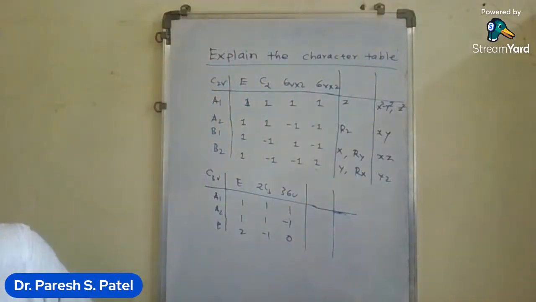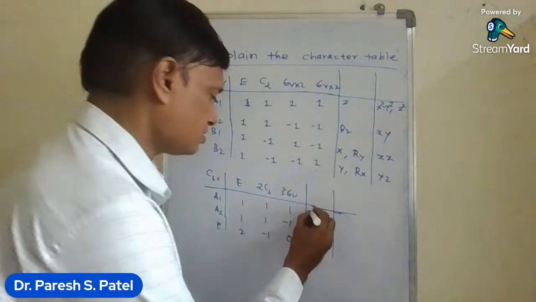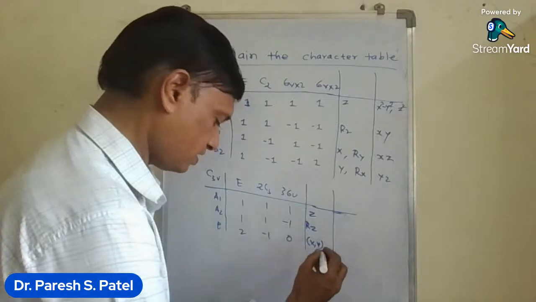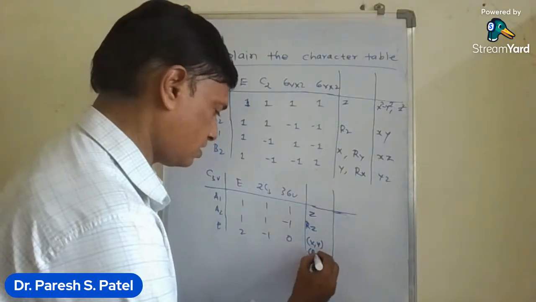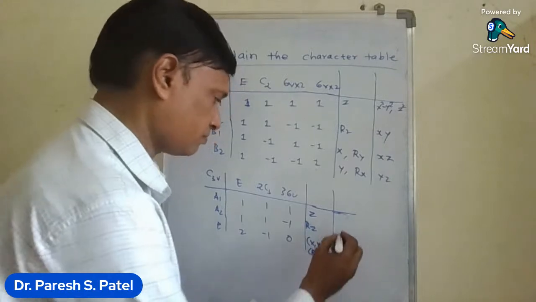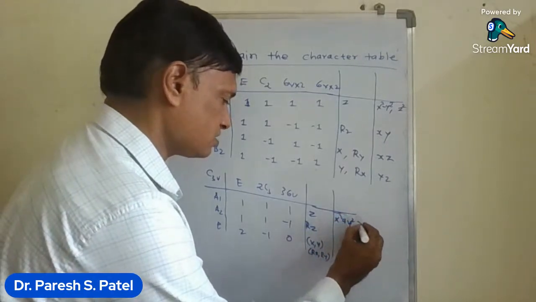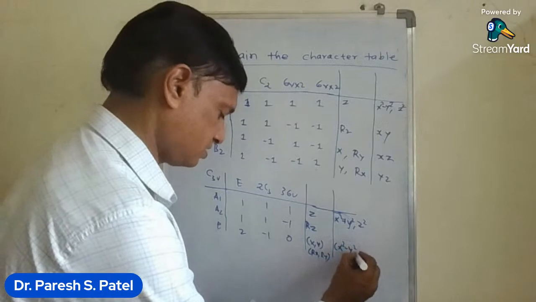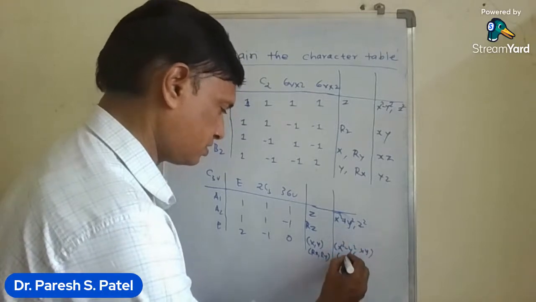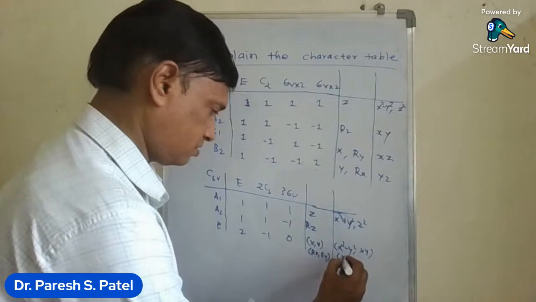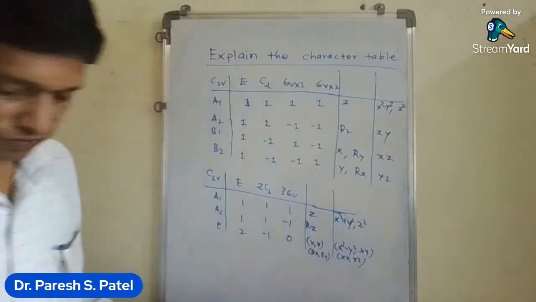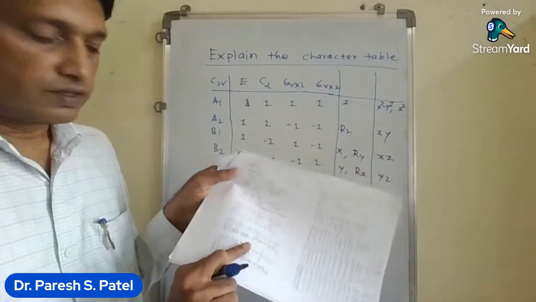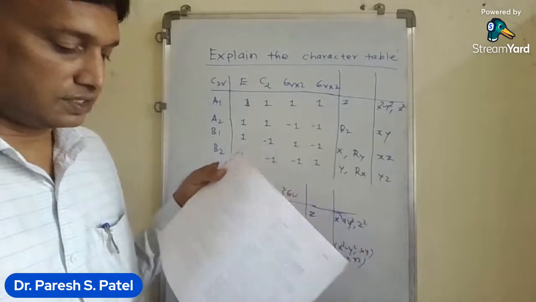Similarly, in case of C3 point group: z, Rz, x, y, Rx, Ry, x square plus y square, z square, x square minus y square, xy, xz, and yz. Okay, so with the help of this character table, it is allowed in our examinations.